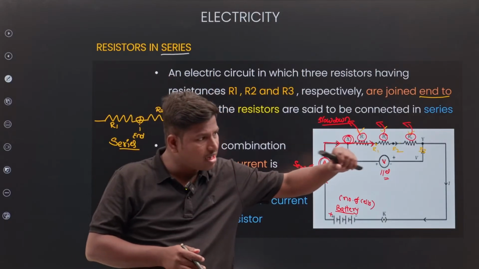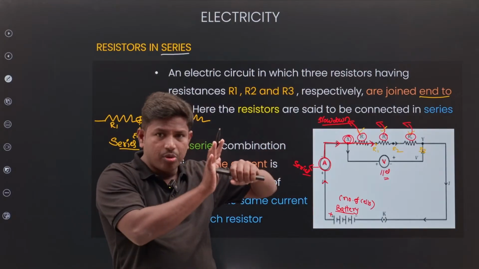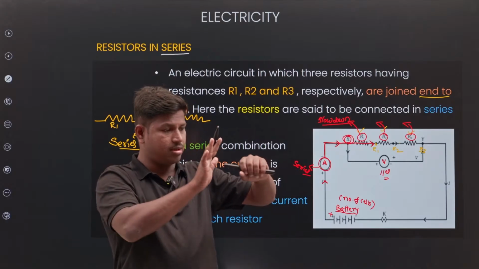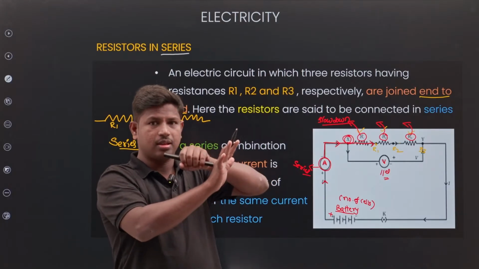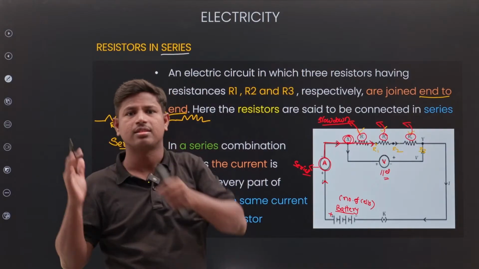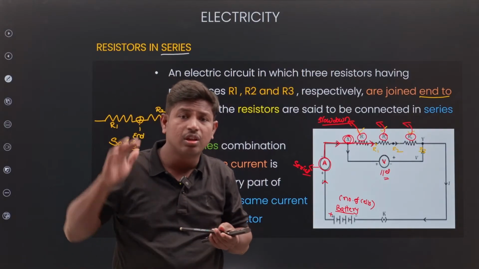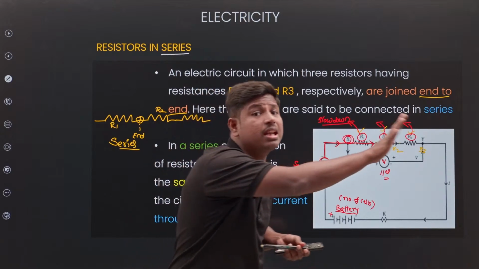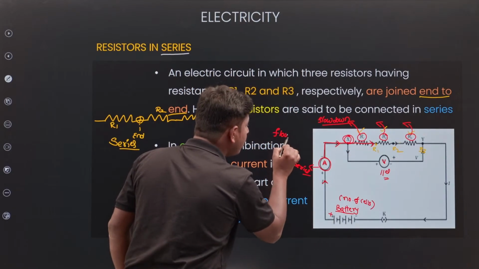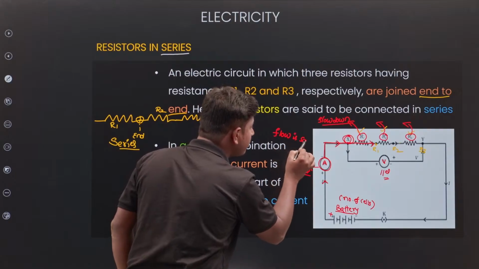If the electrons are coming in this direction, it opposes. Passes R1. Again R2 is there. R2 passes. Again R3 is there. So how will the flow be? The flow is the same at every point.